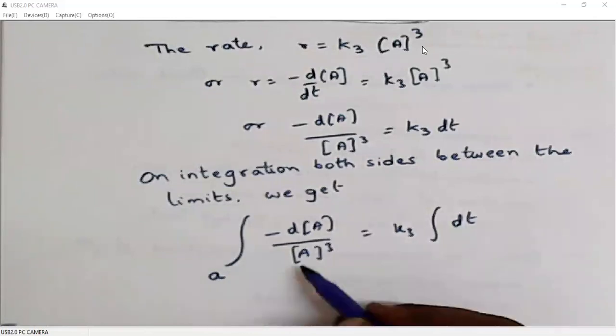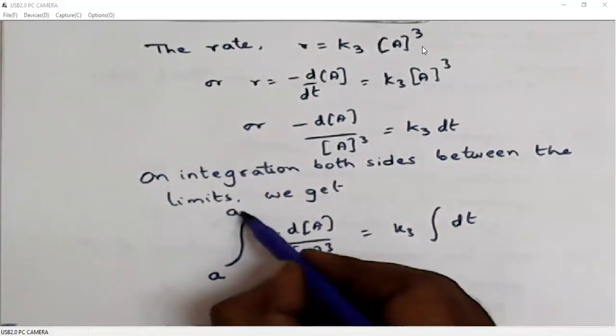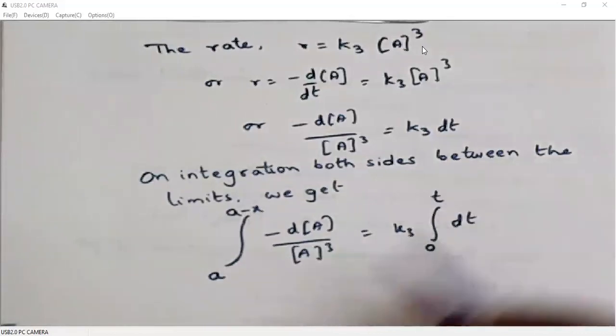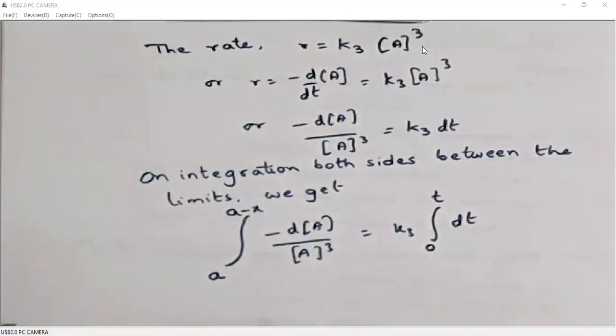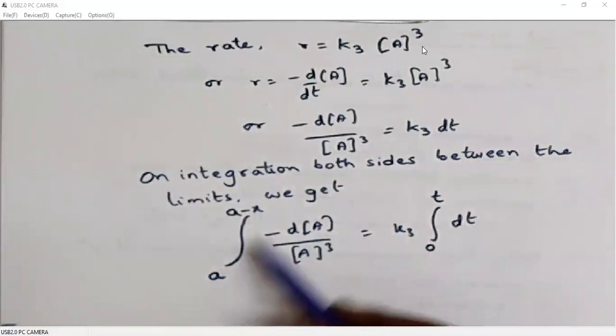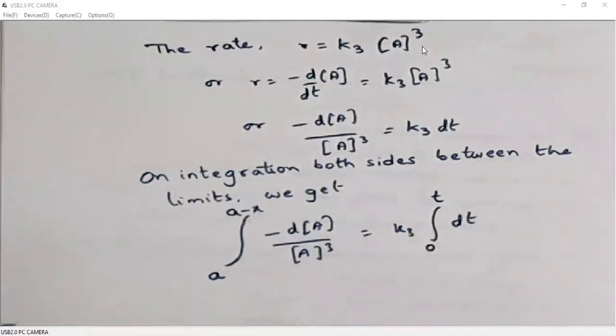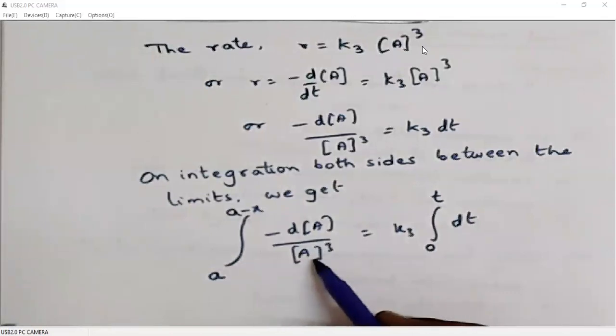Initially we are starting with A amount of A and finally its amount is A minus X. Initial time is 0, final time is t. So the limits of concentration terms is A to A minus X. The limits of time is 0 to t. What is the integration of 1 by A cube?